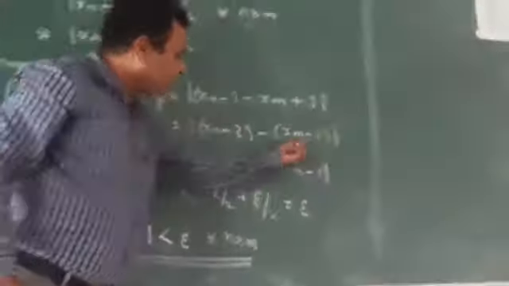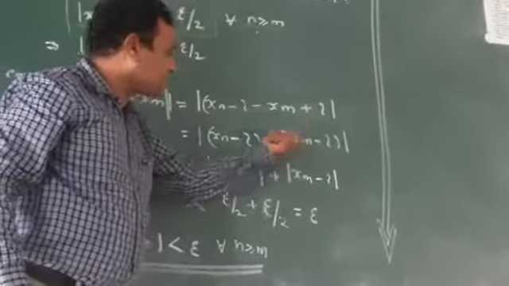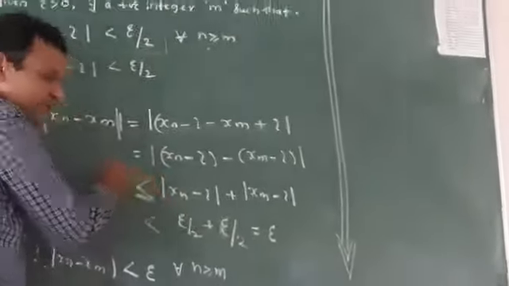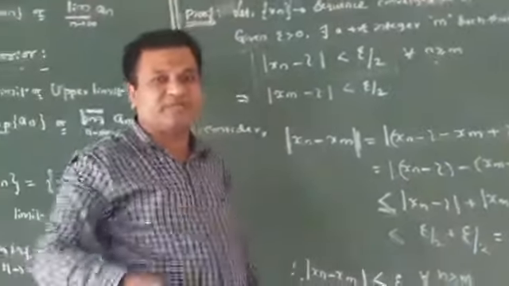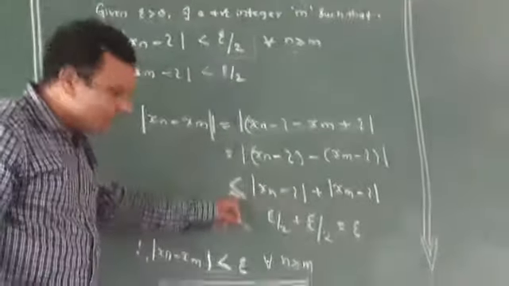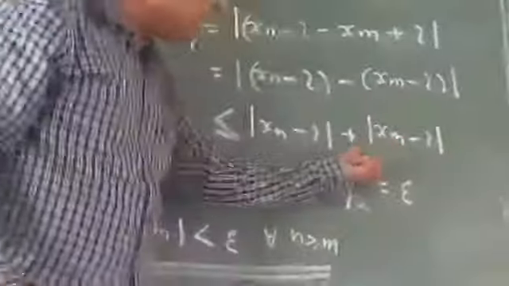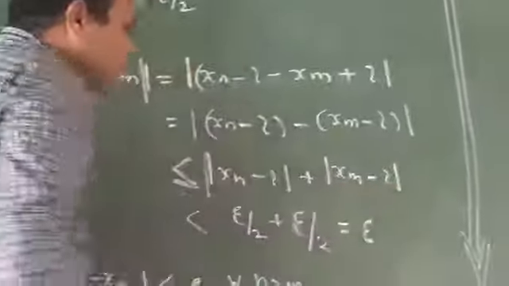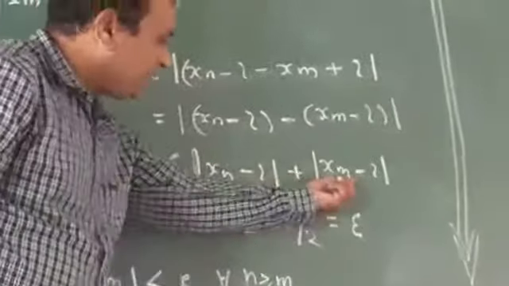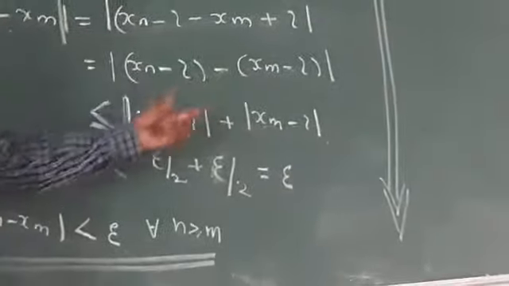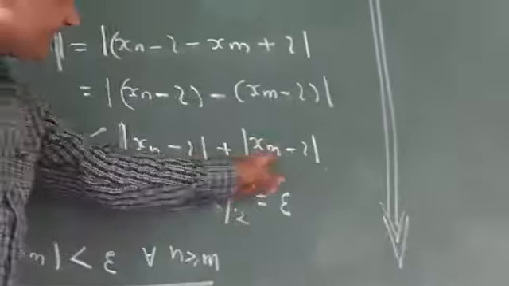Just by putting brackets, we make these two terms separate: Xn minus L and Xm minus L. See here, whenever you put the less than or equal to sign, as already learned in limit theorems, addition, subtraction, multiplication and division, the terms should be separated. That is less than or equal to modulus of Xn minus L plus modulus of Xm minus L. Modulus should be separated by putting the less than or equal to sign. Even though it is a minus sign, the modulus is there, so it is a plus sign.